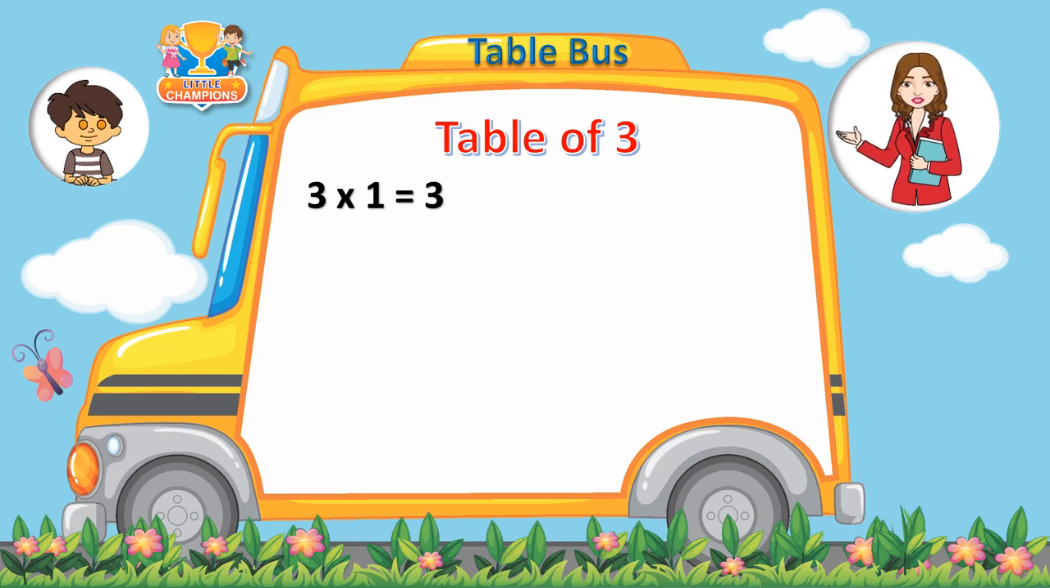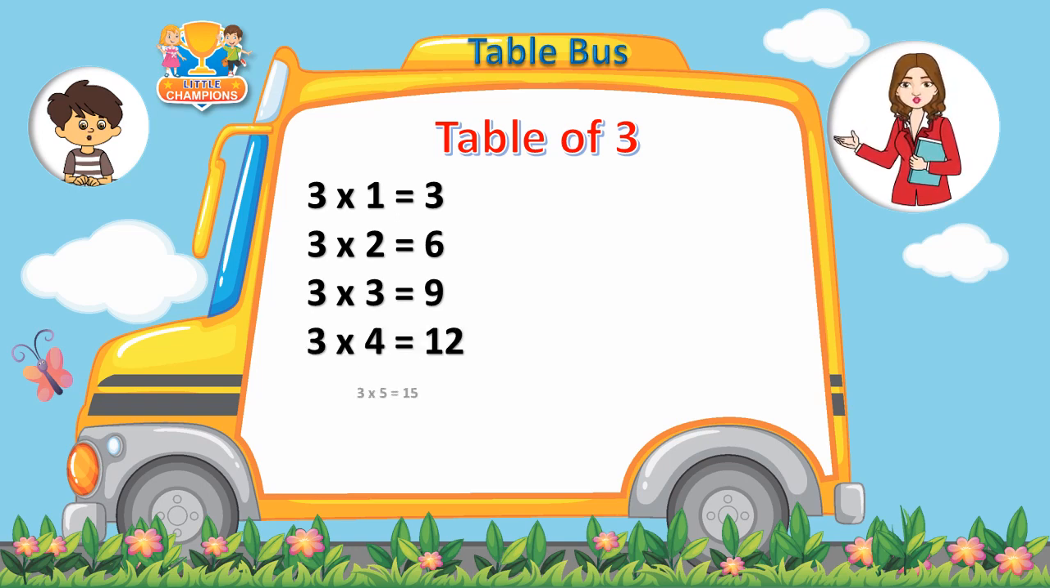Three ones are three. Three twos are six. Three threes are nine. Three fours are 12. Three fives are 15. Three sixes are 18.